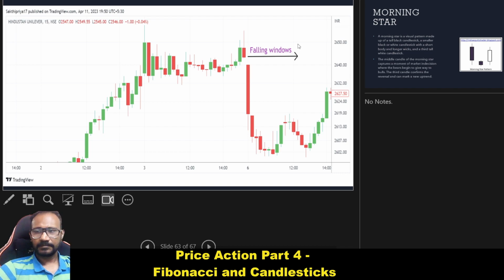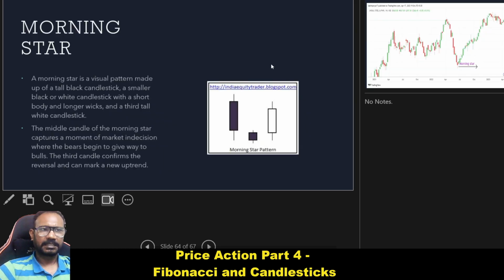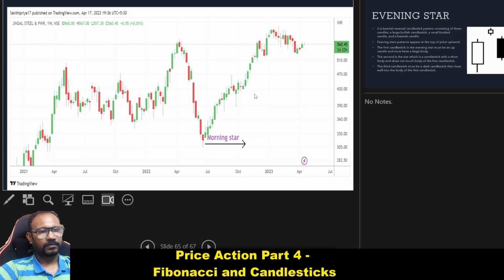Then there is another pattern called morning star, which is also a trend reversal. It's also three candles together. You've got to read it together. The first candle is a red candle, followed by the second one, which can be either red or green, it doesn't matter. It shows that there is a pause, the market is becoming indecisive, and then the third candle is a reversal, showing that the market is ready to make an uptrend, right? So an example of that is here.